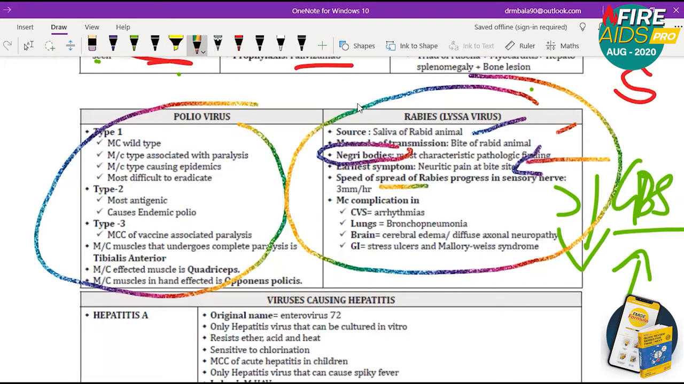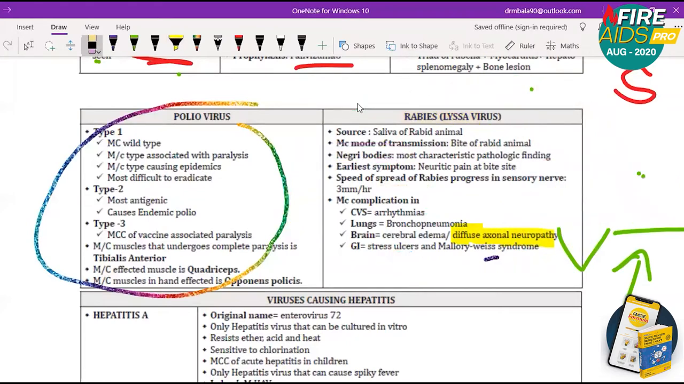The complications would be arrhythmia, bronchopneumonia, cerebral edema, diffuse axonal neuropathy, stress ulcer, Mallory-Weiss syndrome. One complication I would like you to remember during that exam is diffuse axonal neuropathy. This is the most specific complication I want you to remember. So rabies means you should remember diffuse axonal neuropathy. That is very essential for your examination.